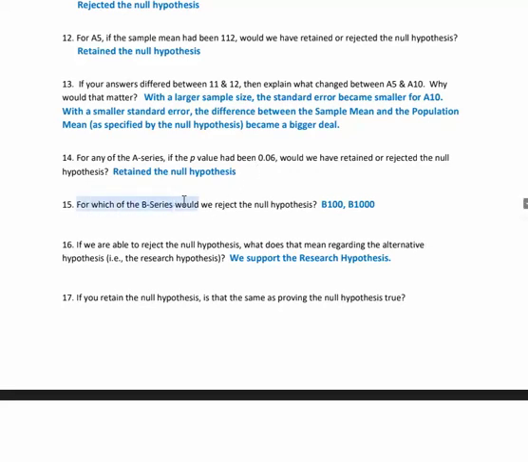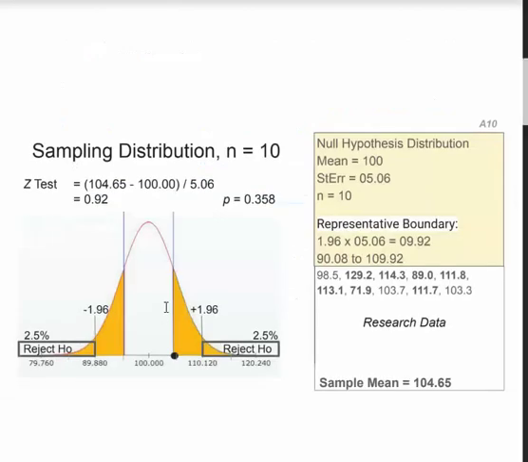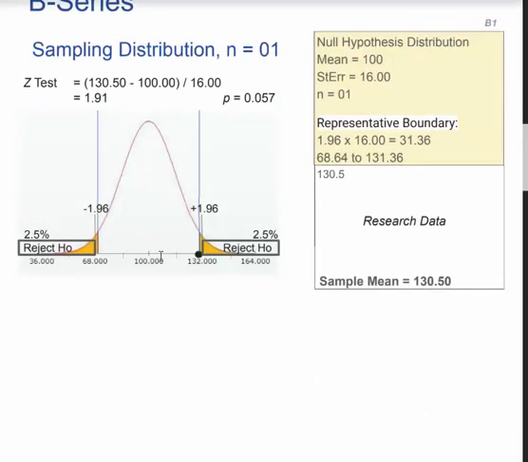Okay, for which of the B series would we reject the null hypothesis? And it says B100 and B1000. So heading over to the B series, are we going to reject the null here? Oh, it's so very tempting. Look, the sample mean is pretty close to the reject zone. The z-test value, it's not 1.96, it's 1.91. The p-value is 0.057. All three of these measures are directly linked to one another. If we could have rejected null for any one of these three, we could reject it for all three. But sadly enough, this is just slightly too big. 0.057 is bigger than 0.05.